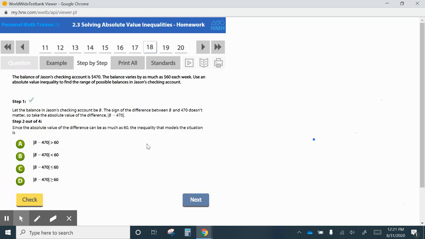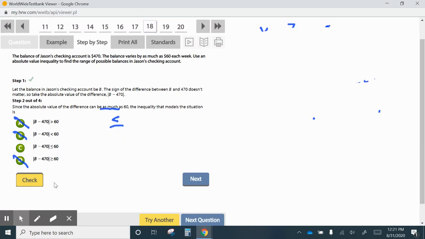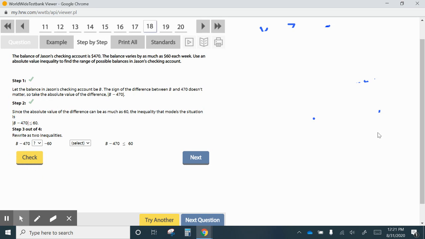Okay. Now it says as much. We saw this before. It's less than or equal to. So we know it can't be D and it can't be A. Okay. It can't be B because there's a line underneath. So the answer is C for this portion of the answer. Okay. Now rewrite as two inequalities. So B minus 470 is greater than or equal to negative 60.